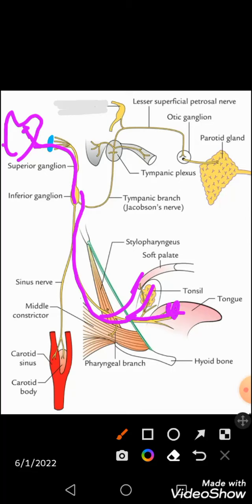What else I have to say? That the special taste fibers from the posterior one third of the tongue and the circumvallate papillae are also being innervated by this glossopharyngeal nerve, right?